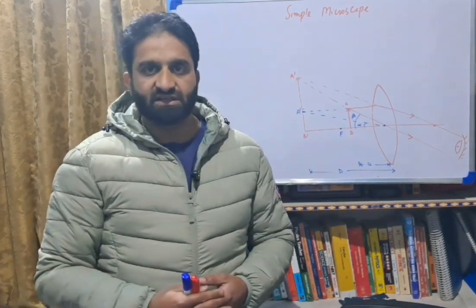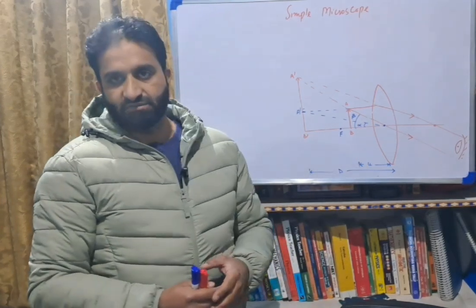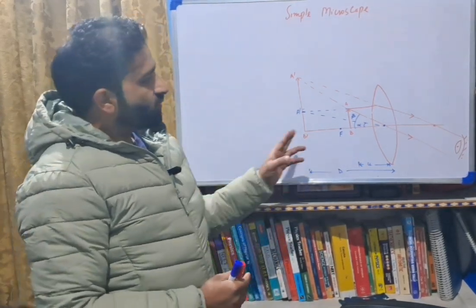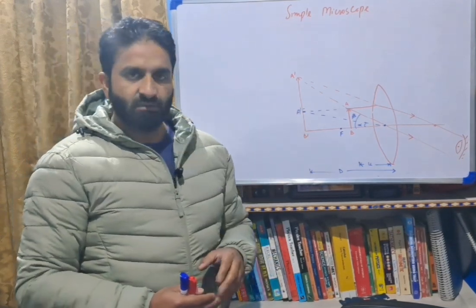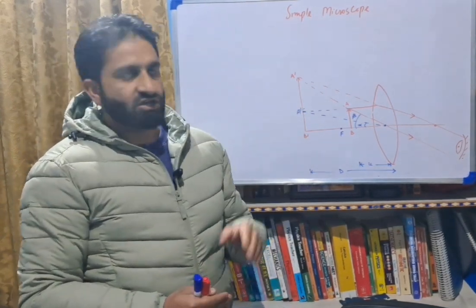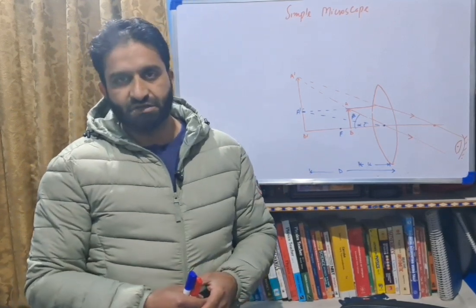and from the ray diagram it is clear that a magnified image is formed on the same side of the object. So AB is a tiny object whose magnified image A dash B dash is formed on the same side of the lens. So this is our simple microscope. Let us discuss about the magnification power.